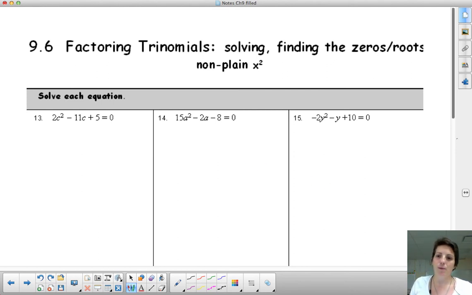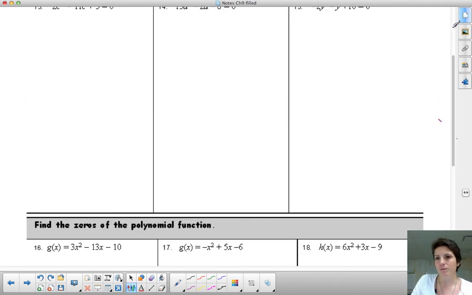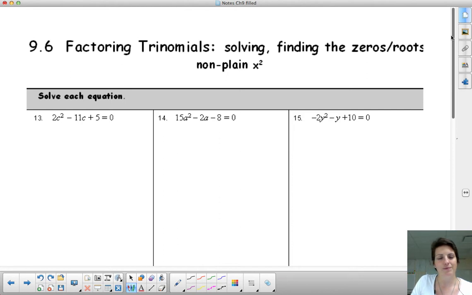Solving. This is the step where we're going to include the zero product property. So remember your steps. One is always that GCF. Can I pull something out to make this problem easier?